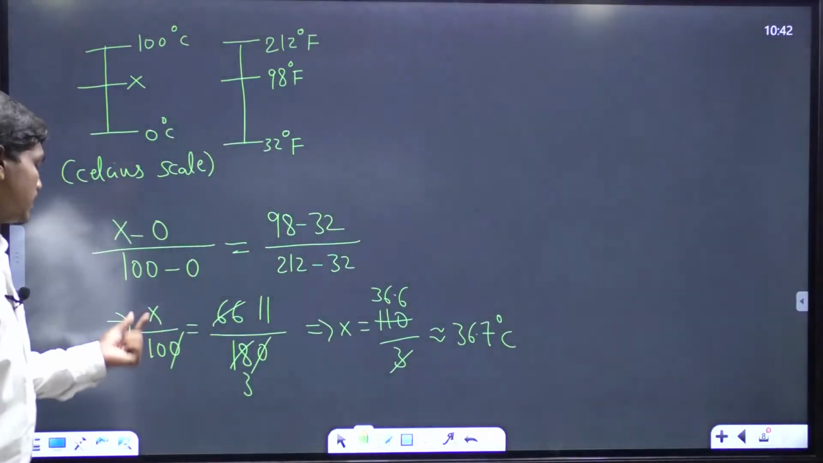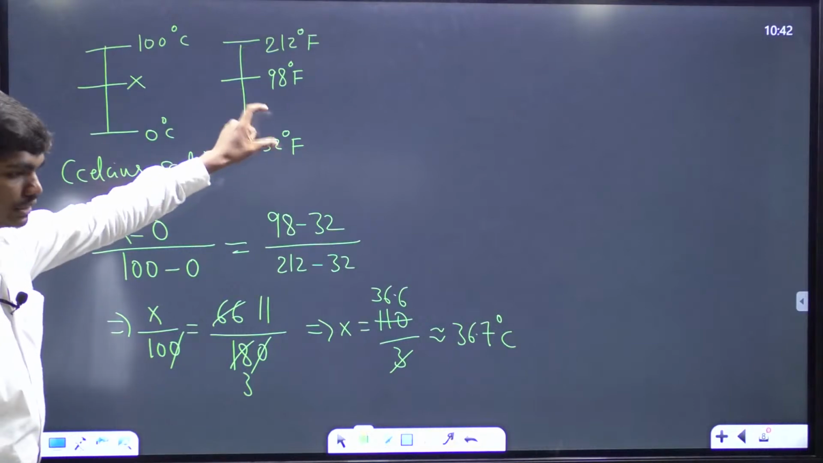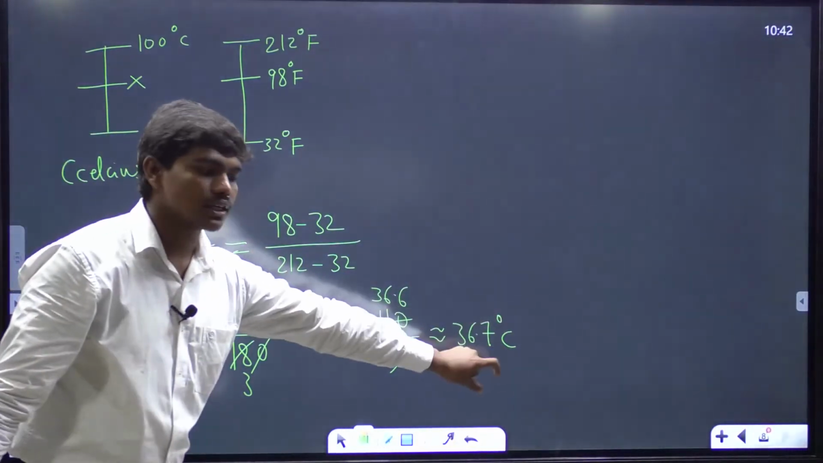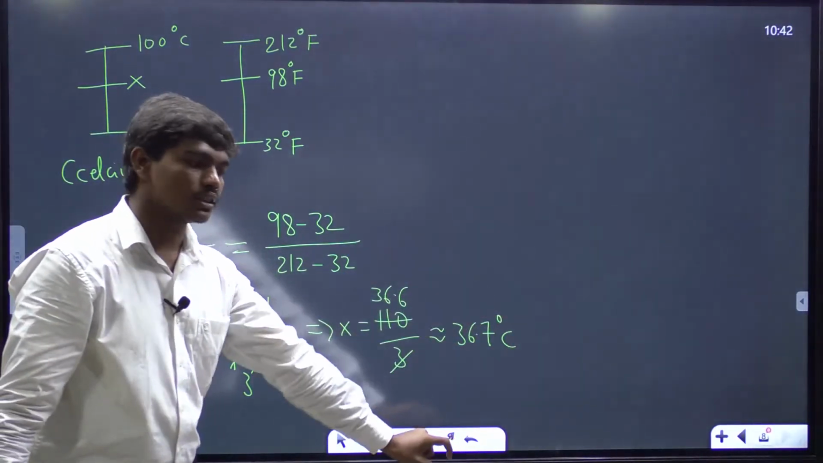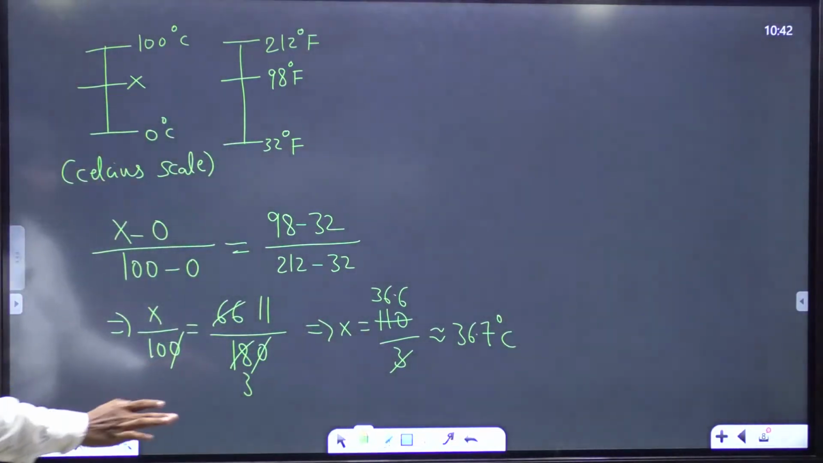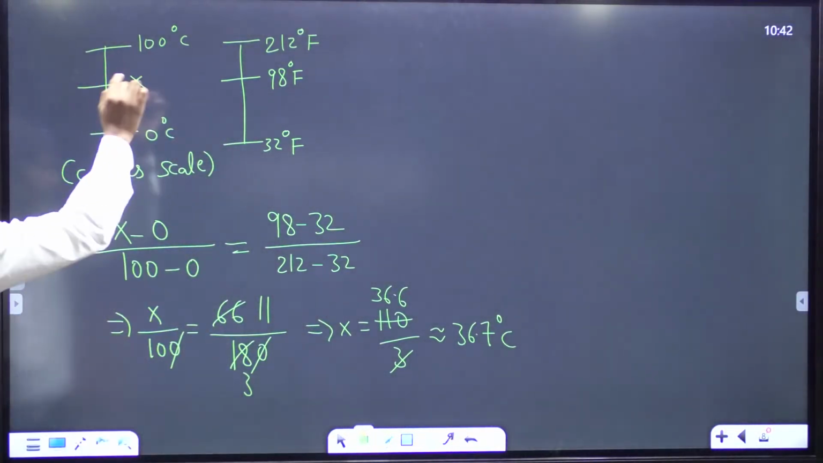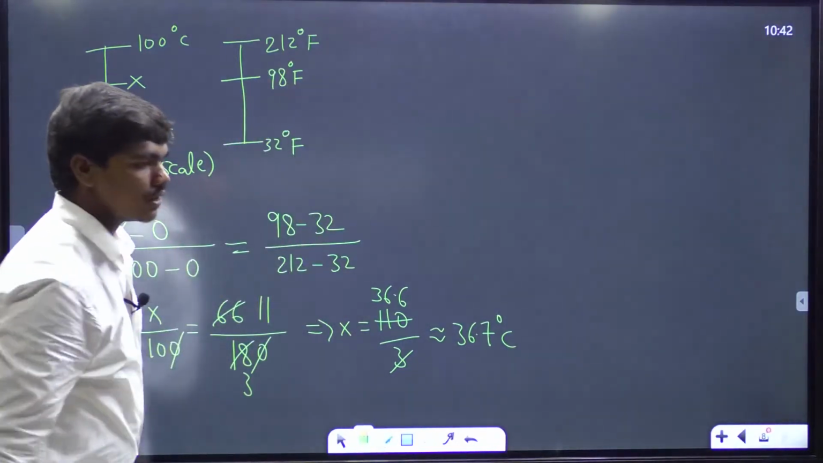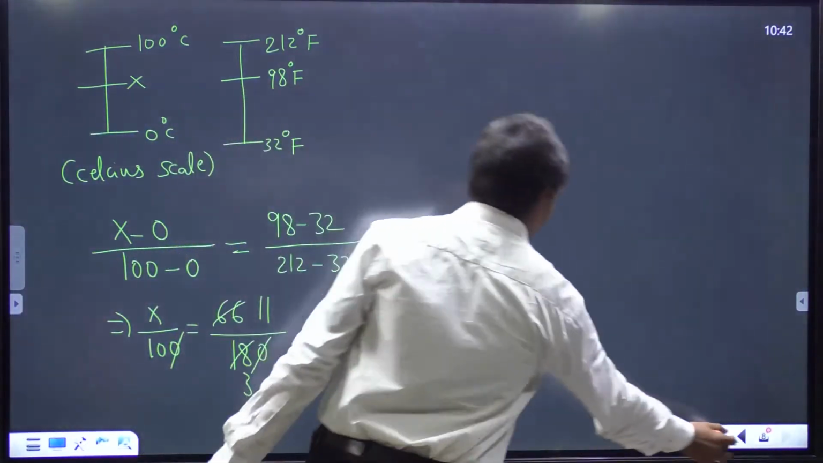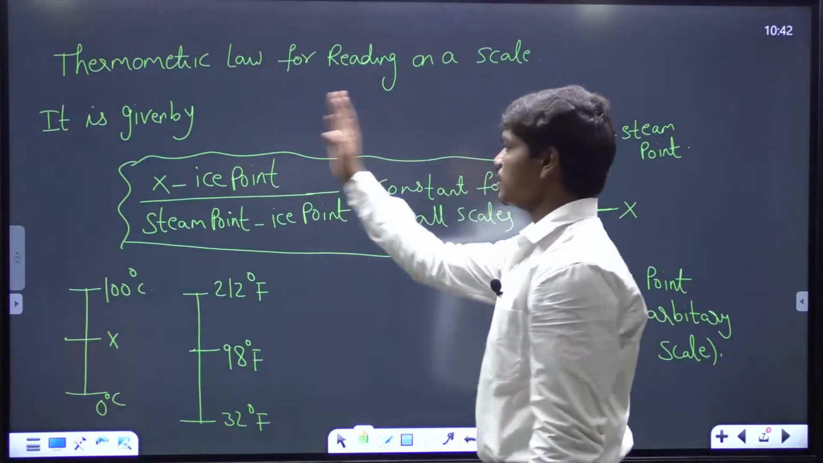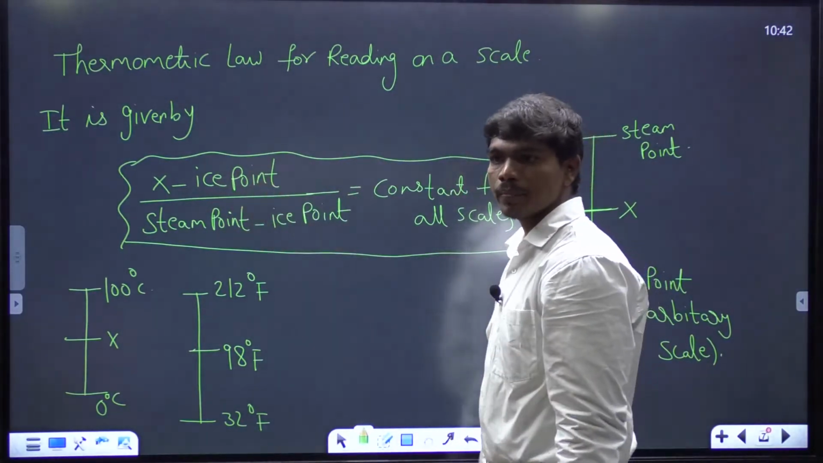Okay, so this means 98 degrees Fahrenheit on the Fahrenheit scale corresponds to a temperature of 36.7 degrees centigrade on the Celsius scale. So did you understand now how to calculate the reading on a particular scale where the temperature is given by another scale? Because of this thermodynamic law, for a reading on a scale, this value has to be constant for any given scale.